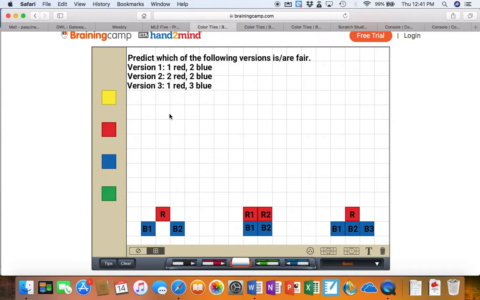A game is comprised of 20 draws. There are three versions of the game represented on the screen. Which, if any, result in both players having equal chances of winning? Pause the video to think about your prediction. Resume viewing when you are ready.